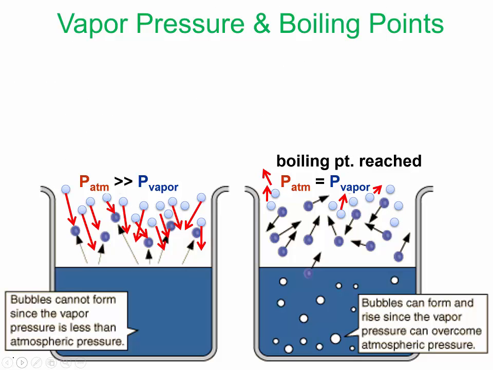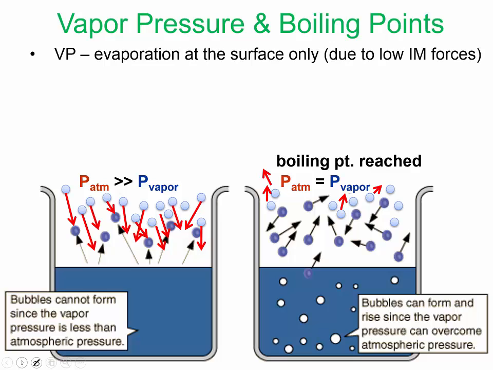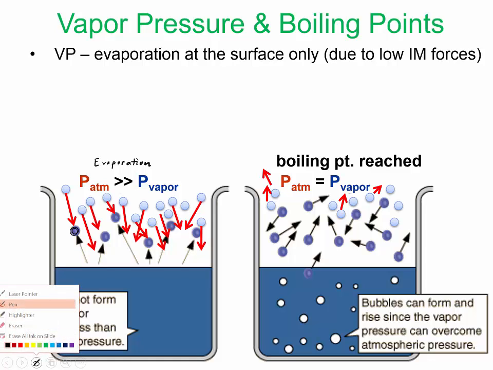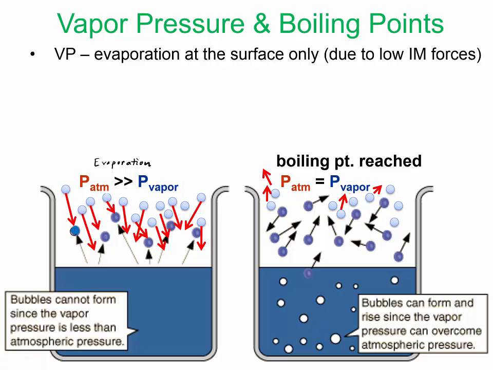Okay, so here's the technical definition of a boiling point. Evaporation at the surface is vapor pressure. This first picture here is a picture of evaporation. You'll see some of these blue colored ones here. Let's color these blue. These blue colored ones are coming from this liquid.